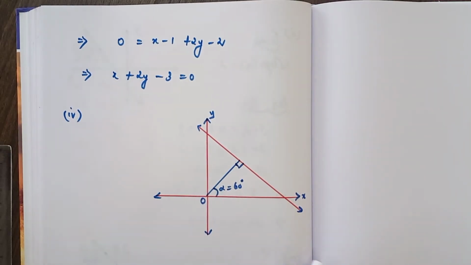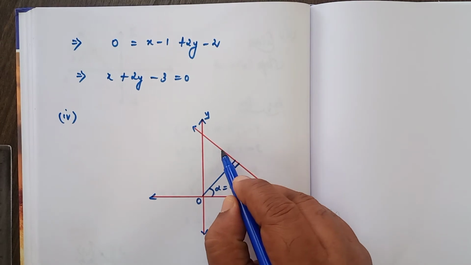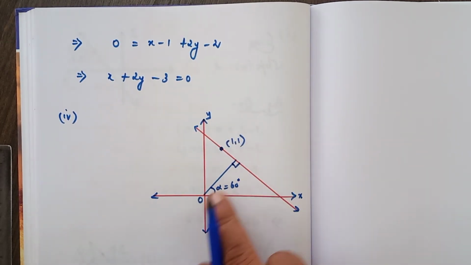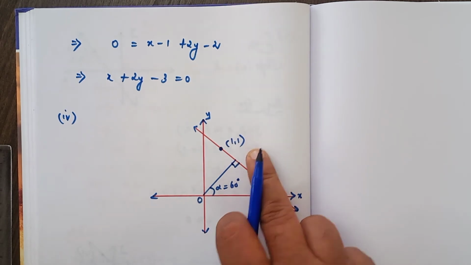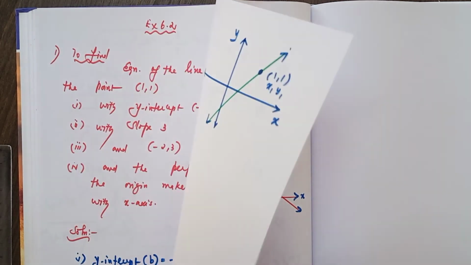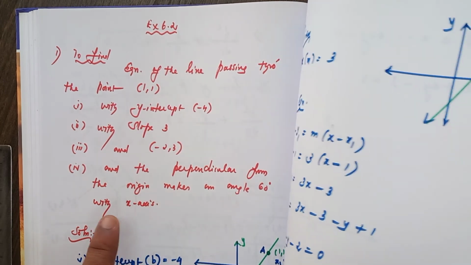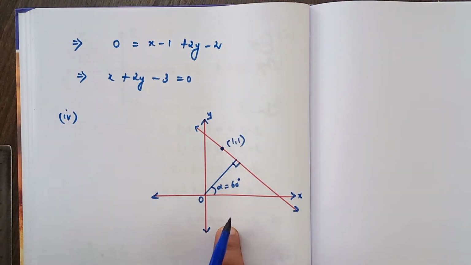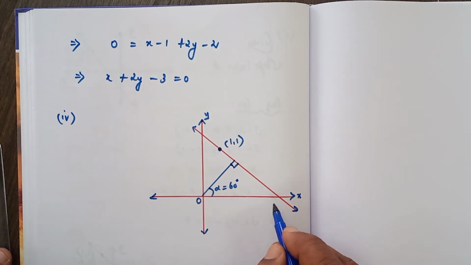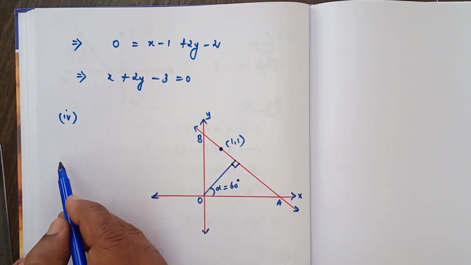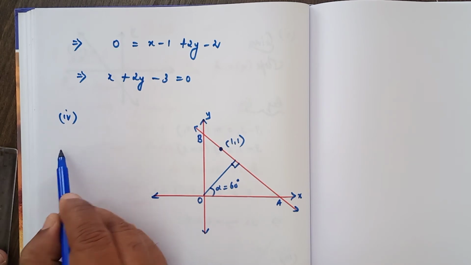So we have to find the equation of a straight line passing through the point 1, 1, where the perpendicular from the origin makes an angle of 60 degrees with the x axis. Look at that: the perpendicular from the origin makes an angle of 60 degrees with the x axis. You have to find the equation of this line AB. Now the required equation of AB.